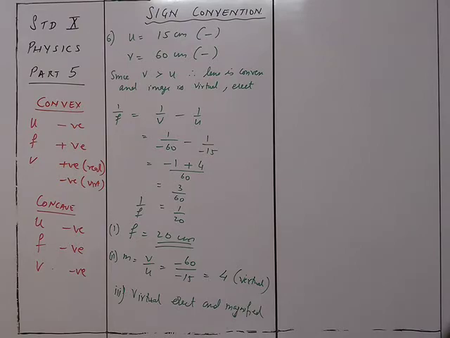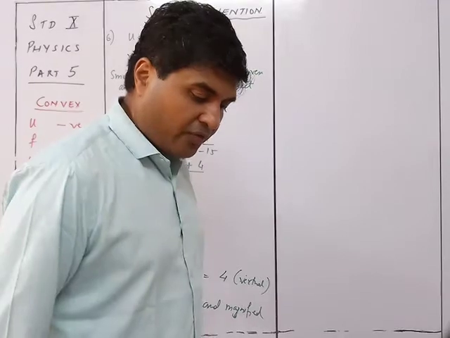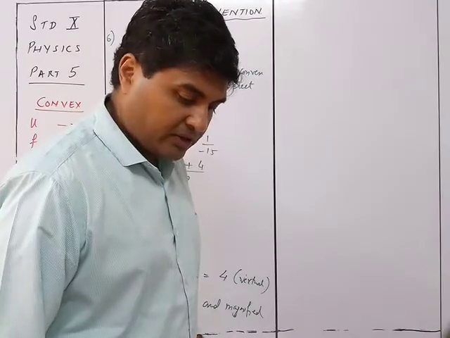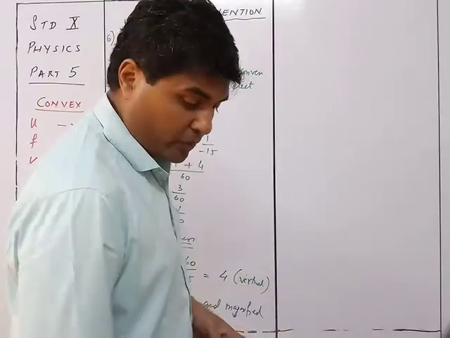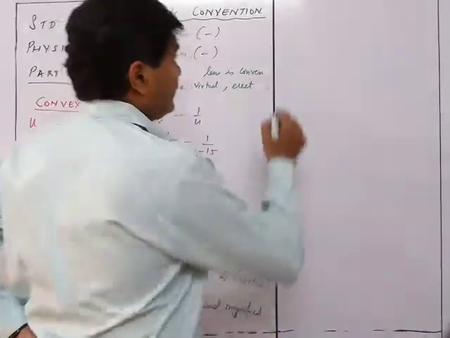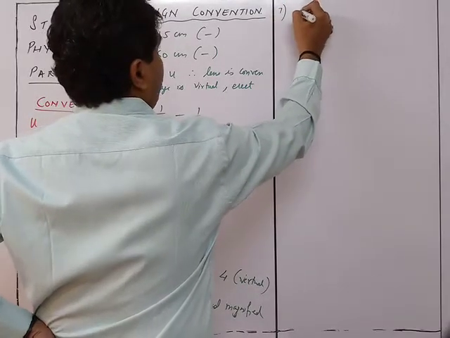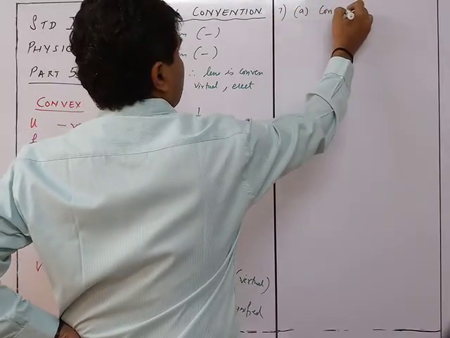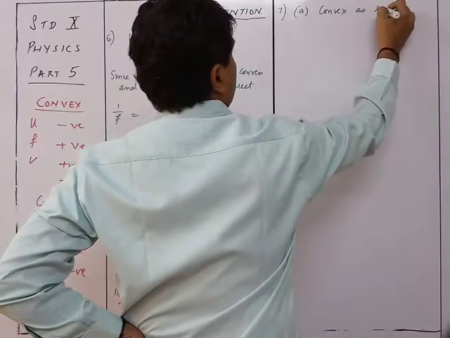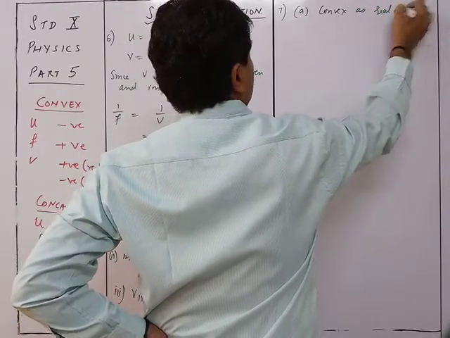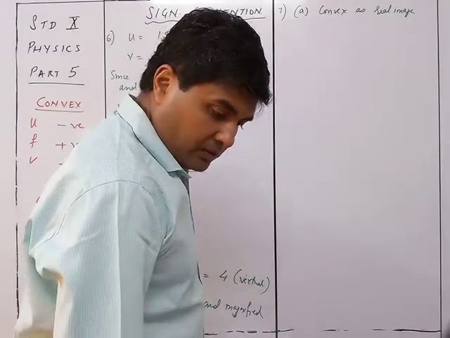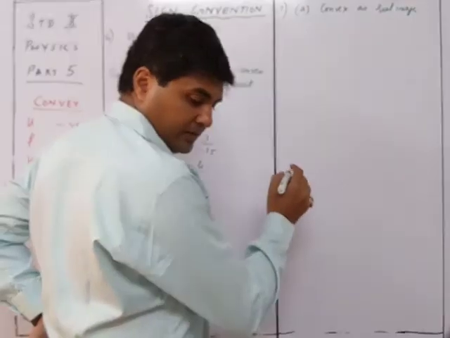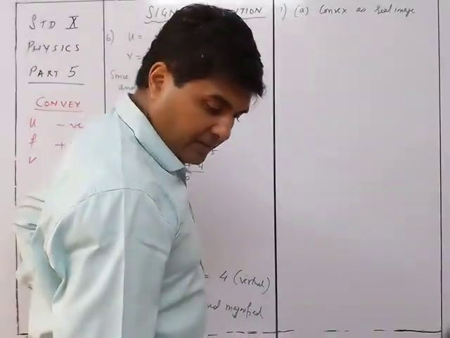A lens forms the image of an object placed at a distance of 45 centimeters from it, on a screen placed at 90 centimeters. Since the image is on a screen, it is a real image, so it is a convex lens. So the first thing, part A, is convex as it is a real image.